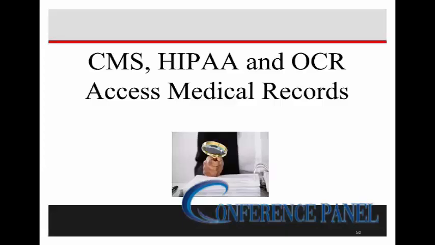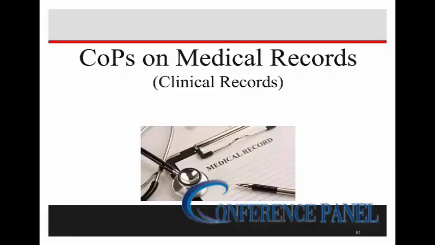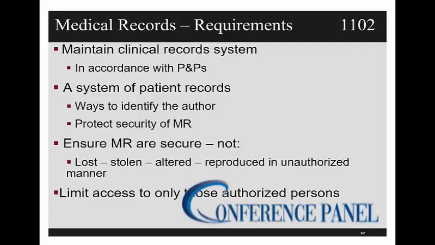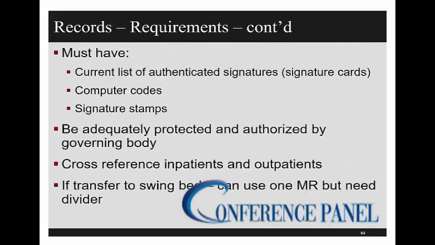I'm going to switch over to a major component called medical records. Well, let's go ahead and switch over now to the CMS conditions of participation for medical records. You have to maintain a system for clinical records according to your policy and procedure. That means you have to have a current list of authenticated signature cards. Maybe it's computer key codes or codes themselves. Signature stamps. We're going to talk on signature stamps, by the way. We used to do it that it was a handwritten signature. So we'd have our full name in print, then we'd have our full name in hand cursive.